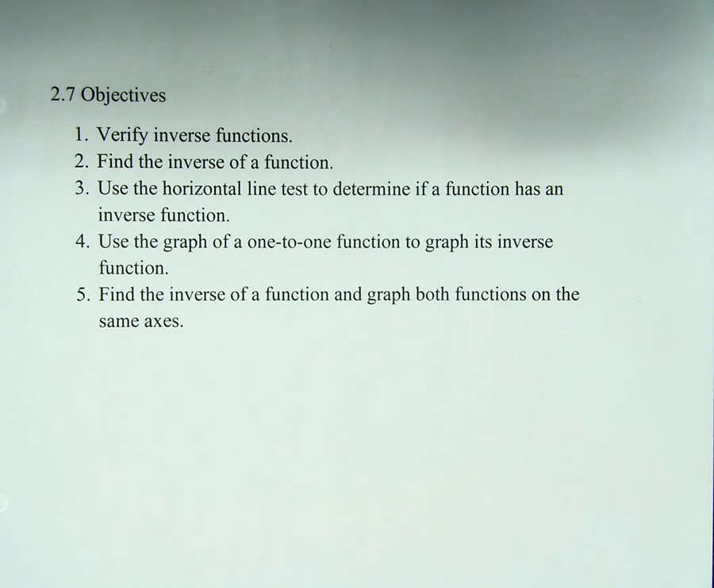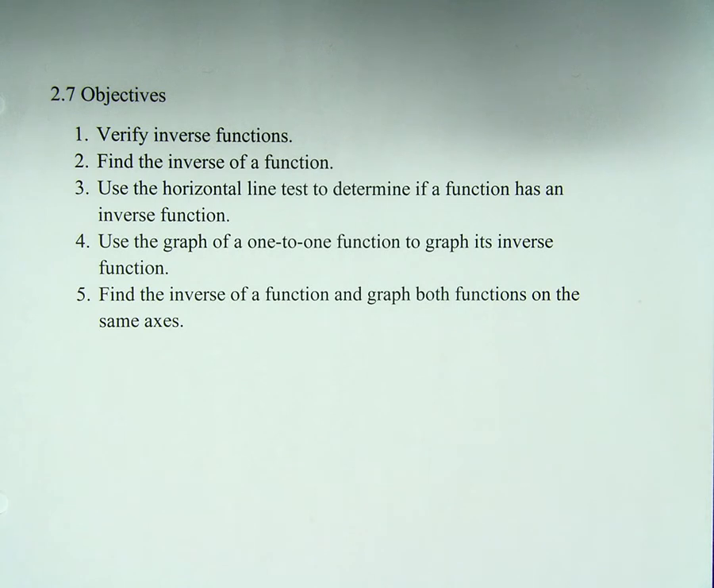Section 2.7 in your book is about inverse functions. There are five objectives for us to take care of today. First, verify inverse functions. Find the inverse of a function. Use the horizontal line test to determine if a function has an inverse. Use the graph of a one-to-one function to graph its inverse. And find the inverse of a function and graph both functions on the same axis.